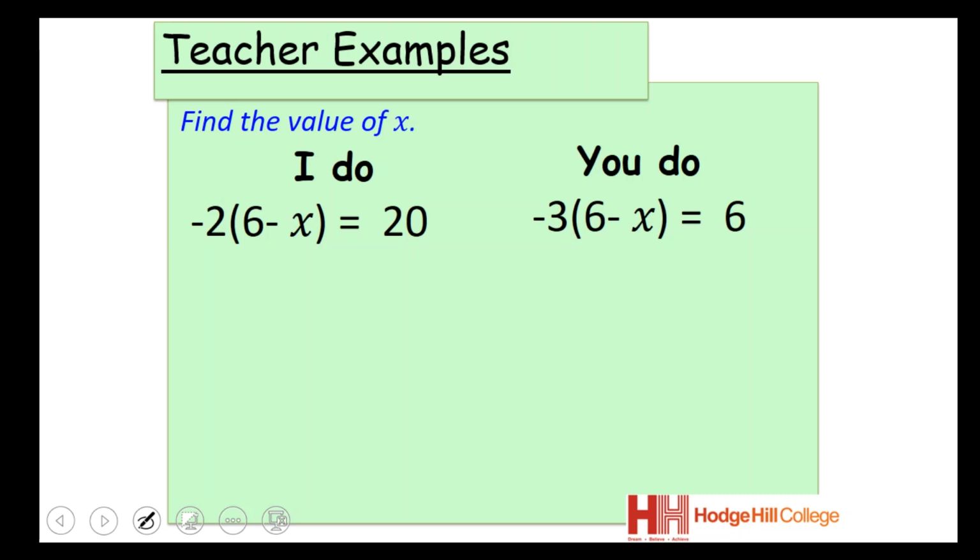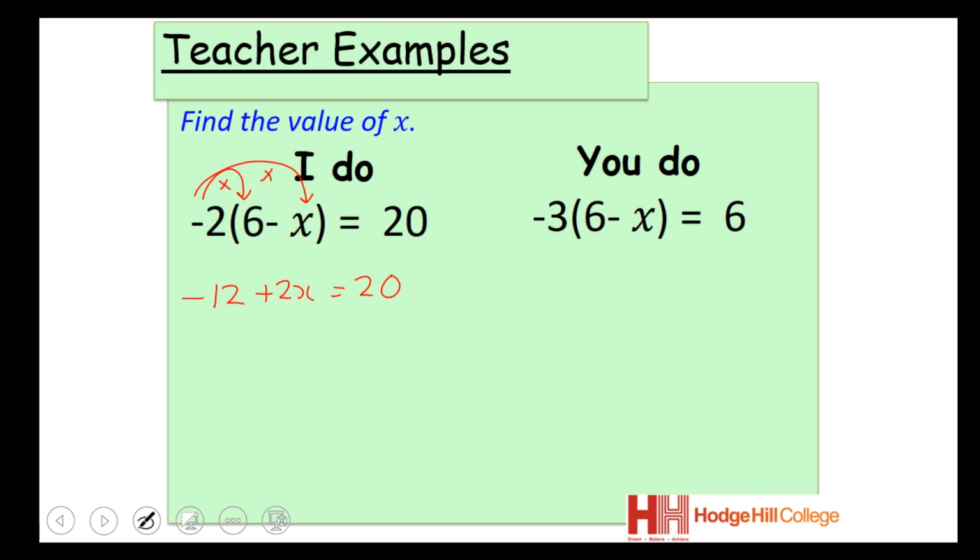Same again. Expand your bracket first. Minus 2 times by 6 is minus 12. We've got a negative there, and this is also negative. So minus 2 times by minus x, you get plus 2x, because 2 negatives make a positive, and that equals 20 now.